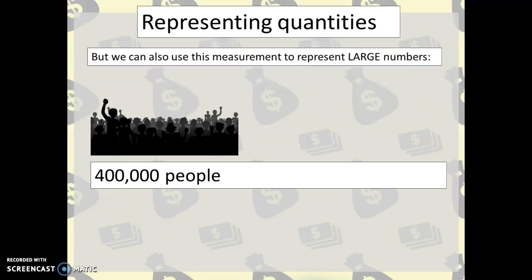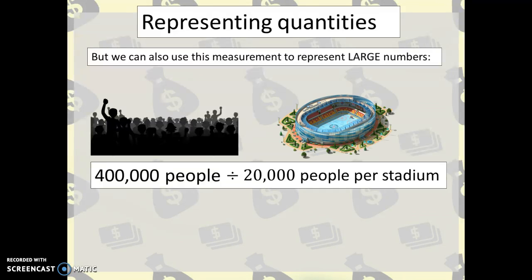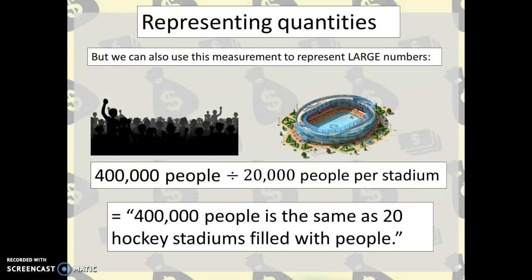I say, how big is 400,000? You give me an example, like, oh, well, it's 20,000 people per stadium. And then you divide it. You break it down. You say, take that big number, break it down, and say, 400,000 is the same as 20 hockey stadiums filled with people. So, you're taking these big quantities and you're breaking them down using that linear model.